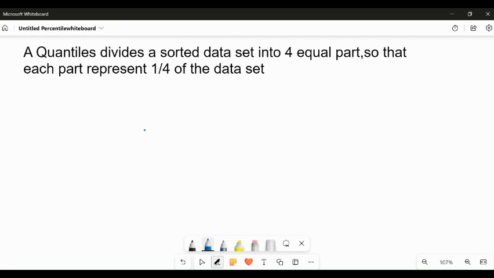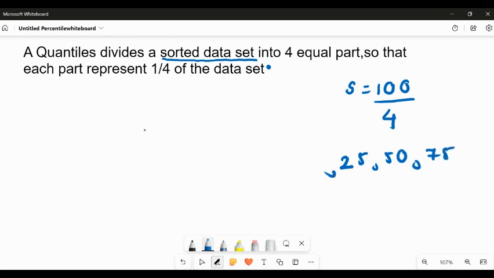A quantile divides a sorted data set into four equal parts so that each part represents 1 by 4 of the data set. So over here we have noticed that we need to convert it to a sorted data set. So it's quite related to a percentile, into four equal parts. Let's do it. Okay. So if I take a sample of 100 data set into four equal parts, then we will be getting 25, 50, 75, and the first value will be 0 and the next value will be 100, right? If I convert into four equal parts, it's quite related to these values only.